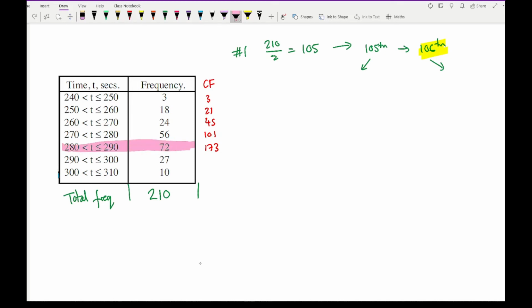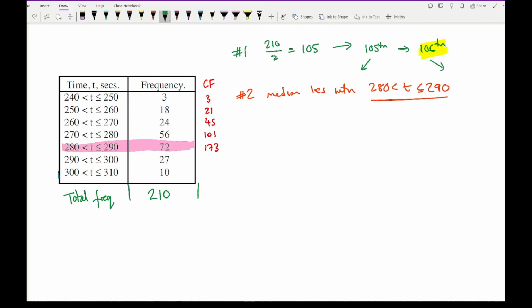And because 101 and 105 are quite close, it means that my answer is going to be roughly around the 280 mark, rather than it being closer to 290. So that there is my median group. So step 2, the median lies within 280 and 290. So that's my median group. There we go. So now what I need to do is try and find the exact value.